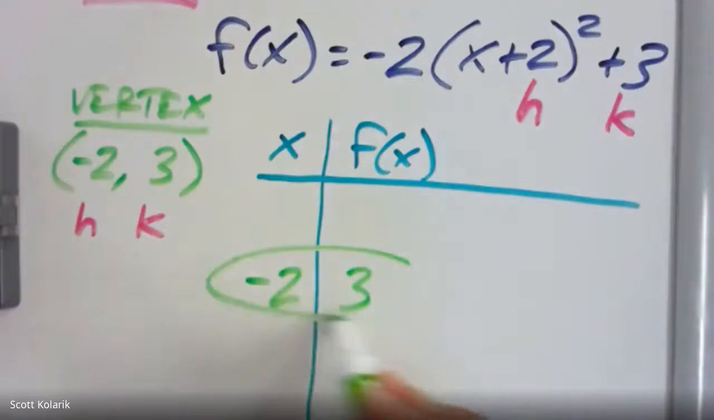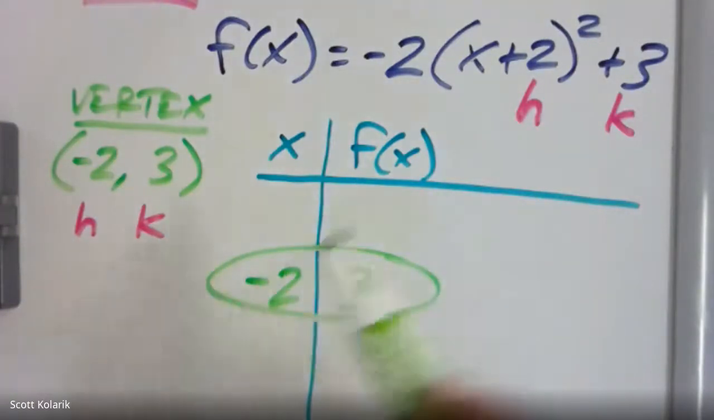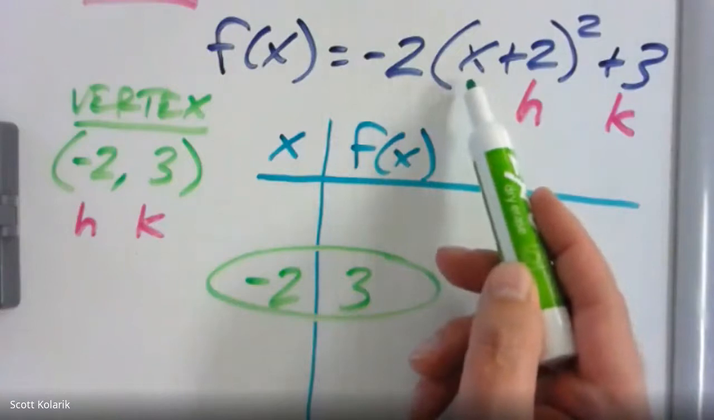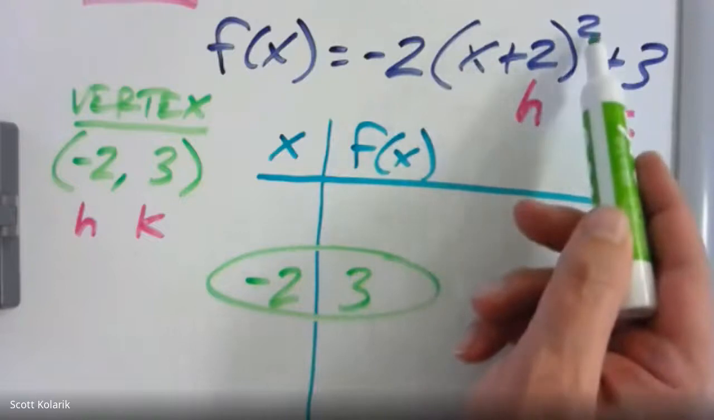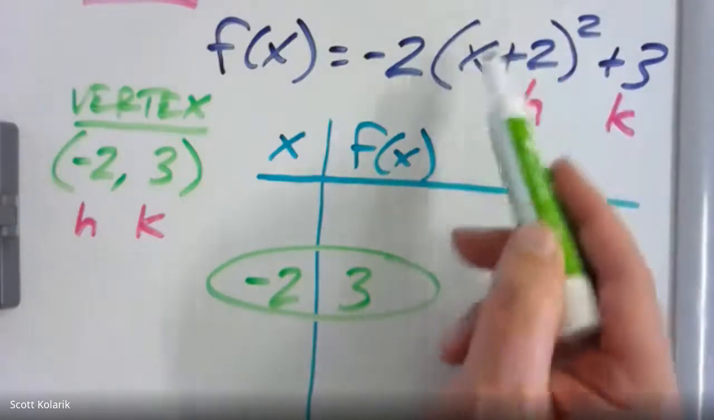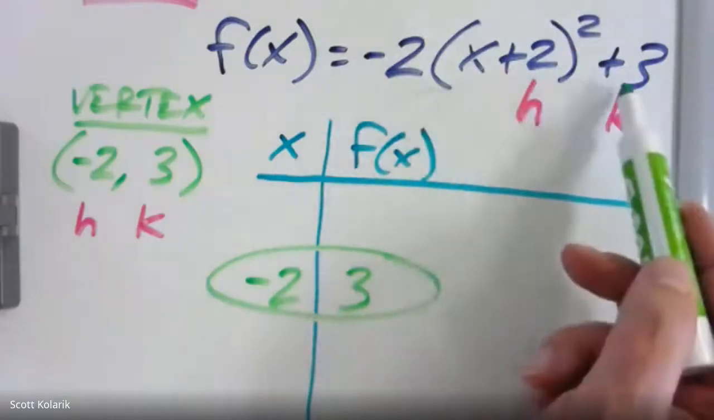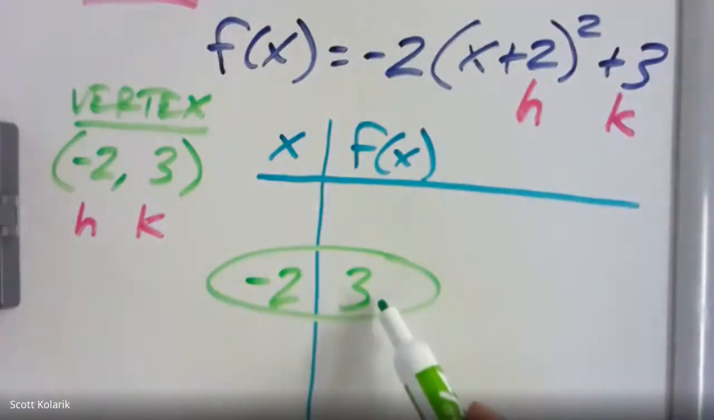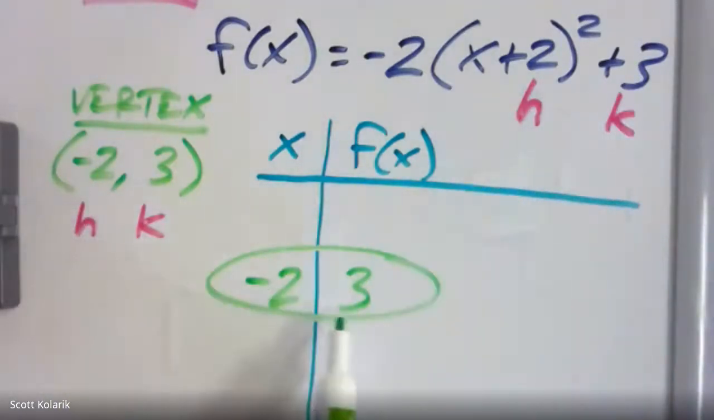And there is my vertex. Now, I could go through the process of taking the negative 2, plugging it in for x. I would find that negative 2 plus 2 goes to 0. 0 squared is 0 still. That 0 times negative 2 is still 0. And that 0 plus 3 would end up giving me right back to this 3. So that's why it does what it does. But more importantly, just by identifying it in the equation, I'm able to immediately fill in one of my coordinate points, the most important coordinate point.